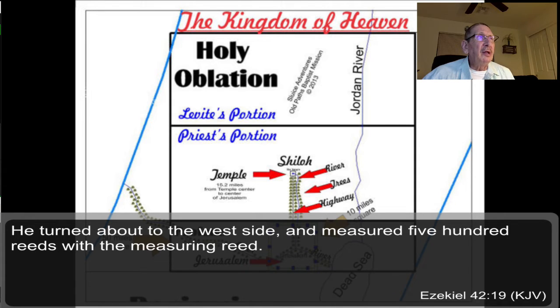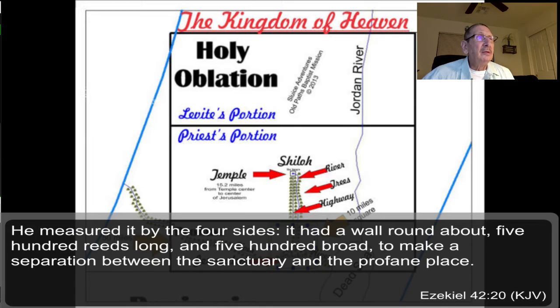This is the temple area. He measured it by the four sides and had a wall round about, 500 reeds long and 500 reeds broad, to make a separation between the sanctuary and the profane place. So this is where we get the idea that this is all measured in reeds.